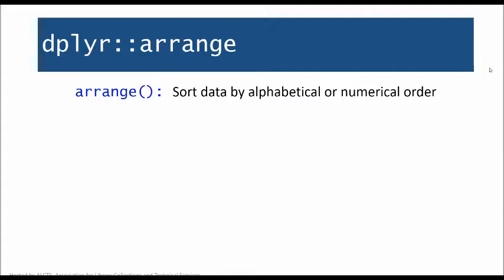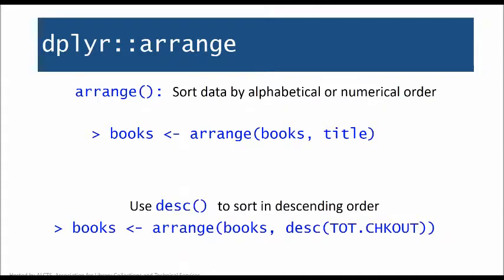Arrange is pretty straightforward. This is a way of sorting your data by alphabetical or numerical order. So you can call arrange on books and arrange it alphabetically by title. It will automatically realize that title is a character vector, and so character vectors are arranged alphabetically. But if you use arrange on a numeric vector like total checkouts, then it will obviously sort it from least to most. Or if you use this desc wrapper, descending, it will sort it from most to least.